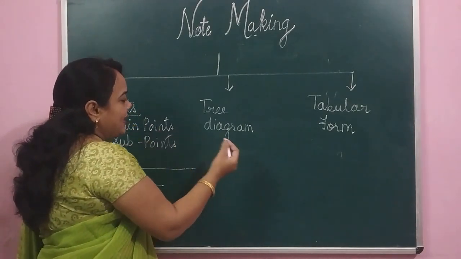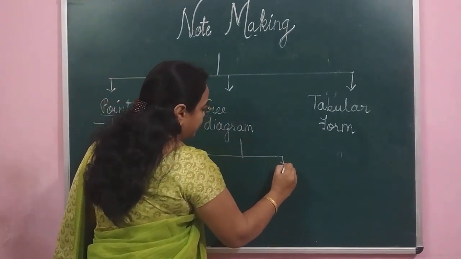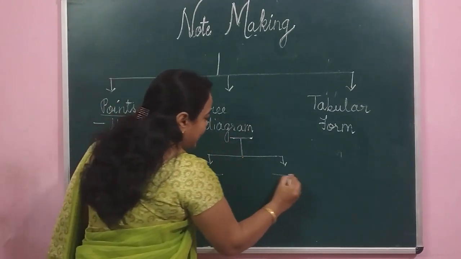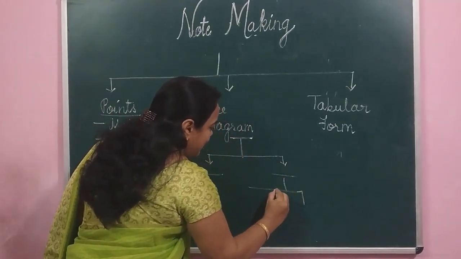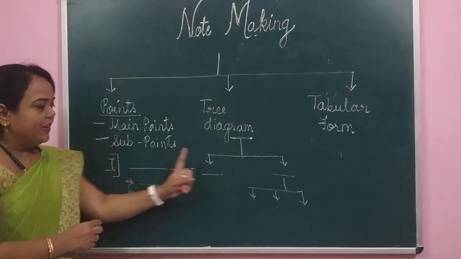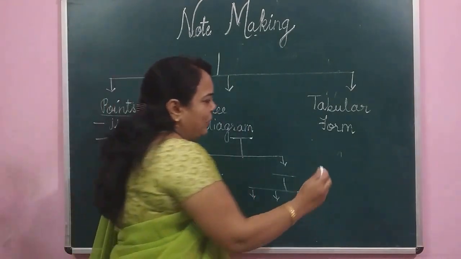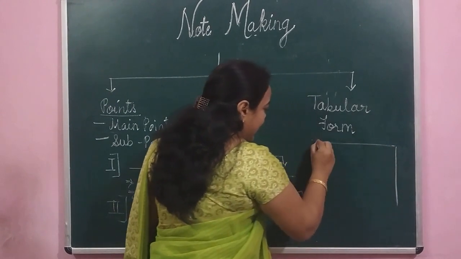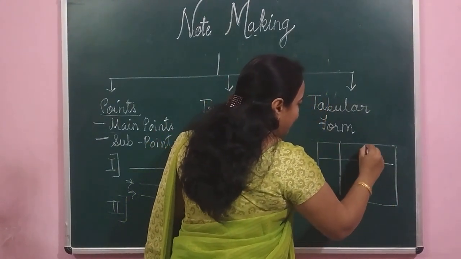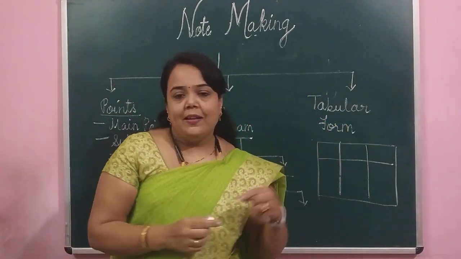Then the second thing is the tree diagram. Tree diagrams you are familiar with, where you give the heading and then you divide the things into points and subpoints. Here also we are doing the same thing. The next form is tabular form, where you divide the things in the form of a table. You divide the points and subpoints.